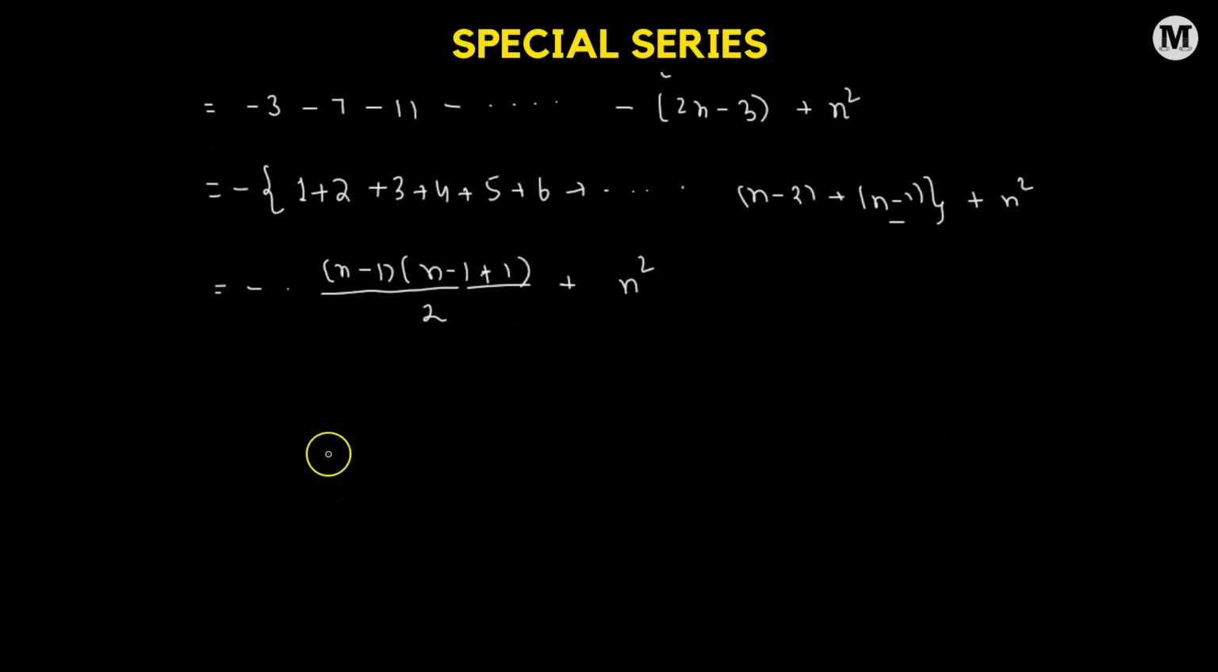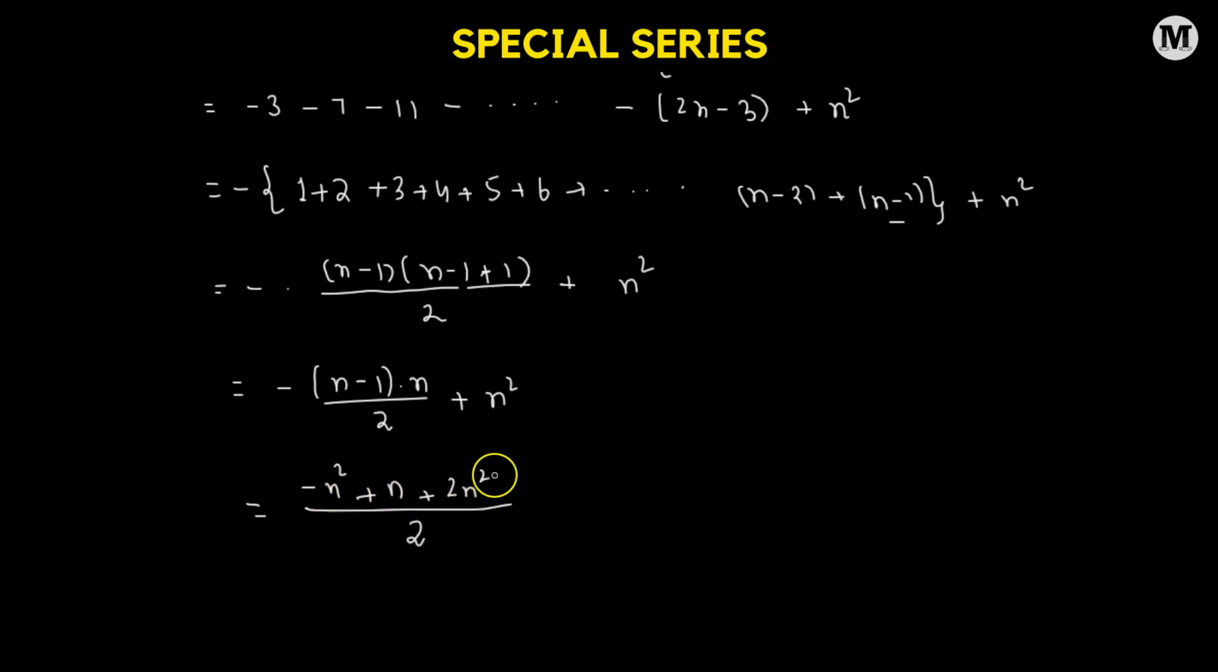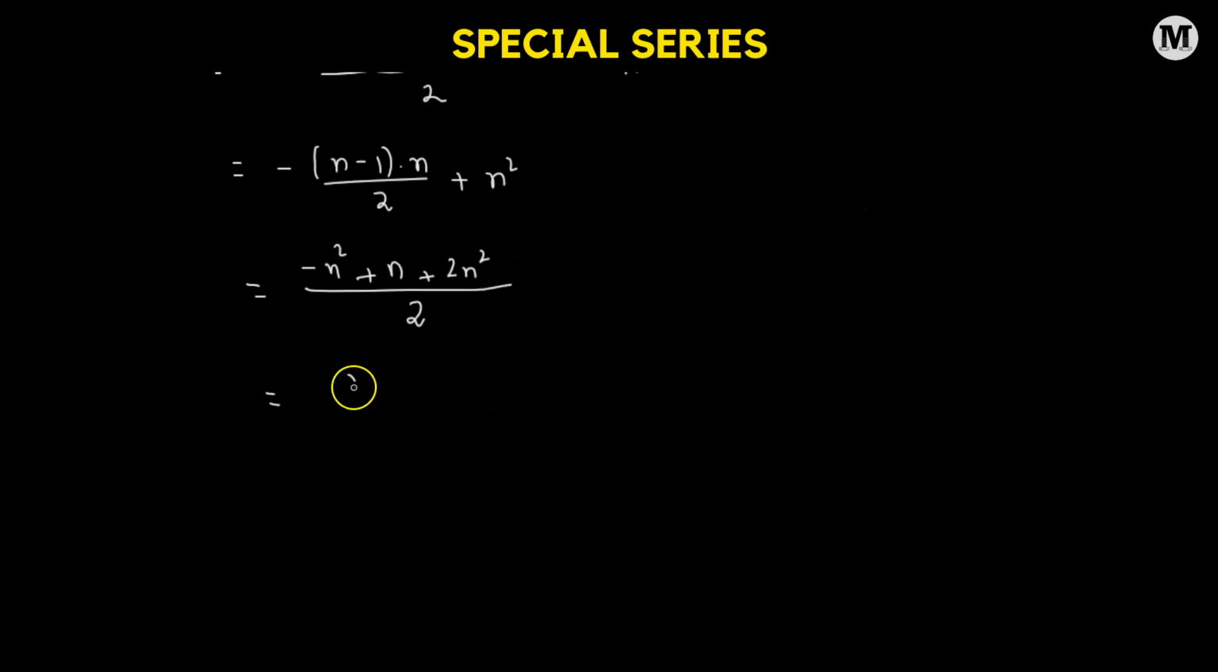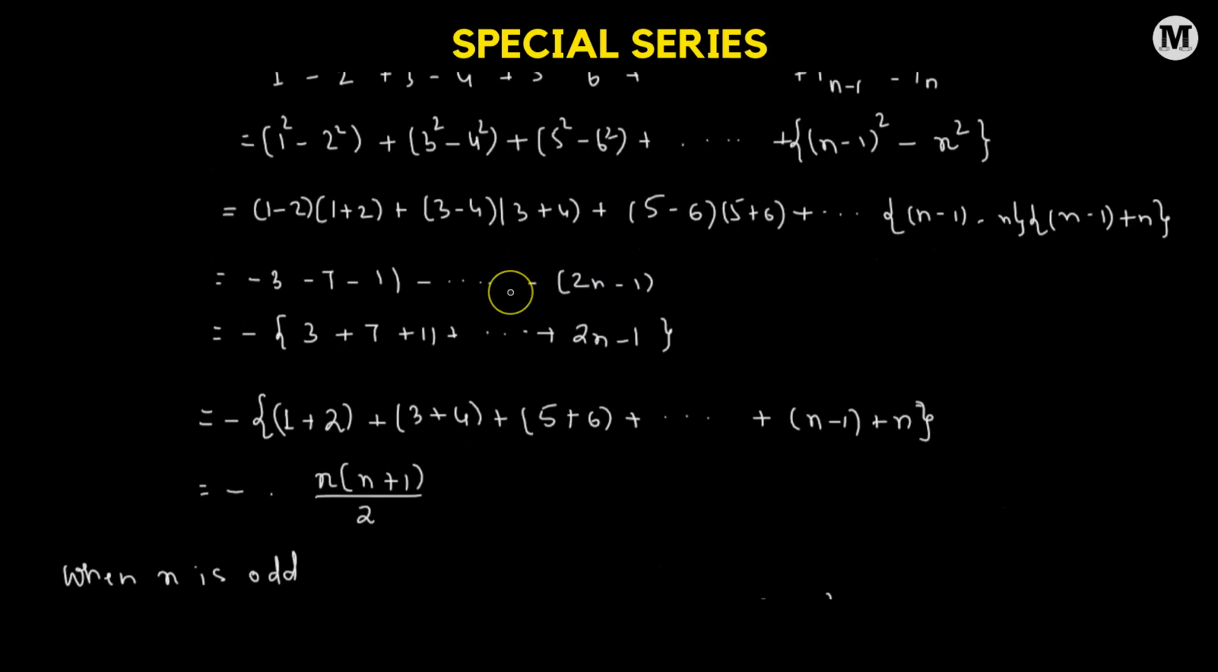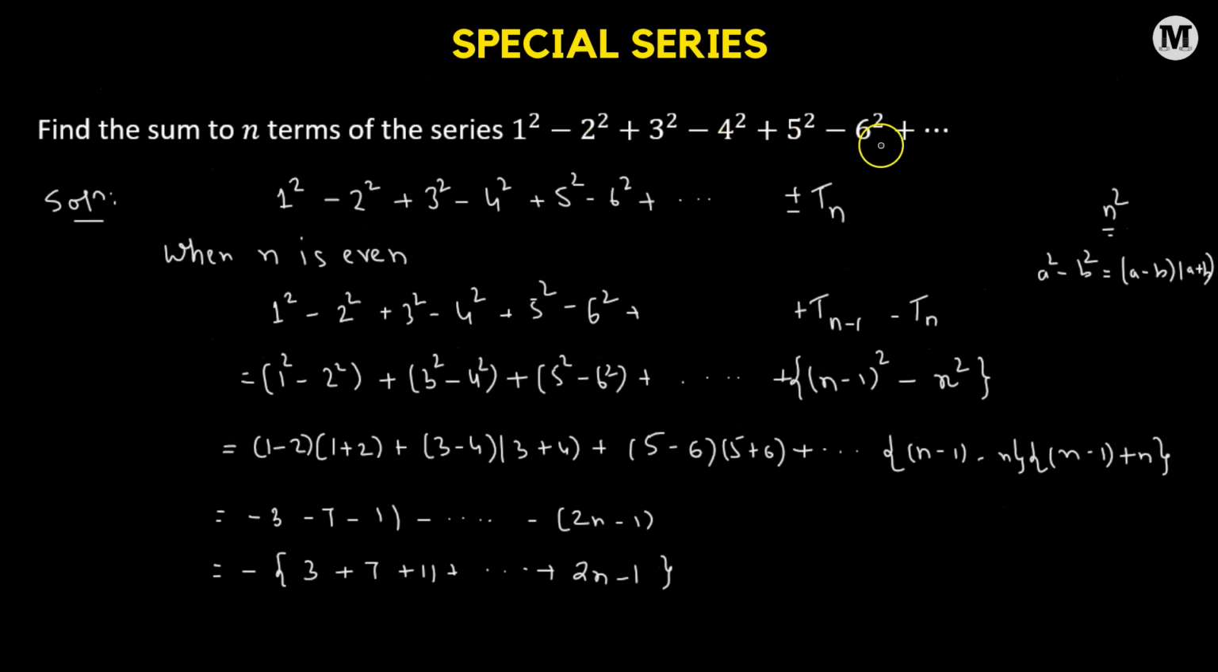So let's combine them. Now we have negative n minus 1 times n divided by 2 plus n squared. Taking 2 as the common denominator, now we have negative n squared plus n plus 2 times n squared, and this is going to finally give us n squared added to n over 2. Or we can say we have n times n plus 1 divided by 2. When n is an odd number, then the sum to n terms will be positive n times n plus 1 over 2. If n is even, we have negative n times n plus 1 over 2. So this is going to be the sum up to n terms of the given series.